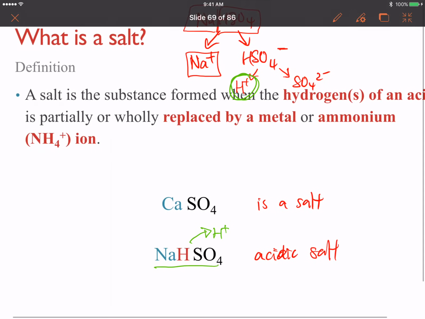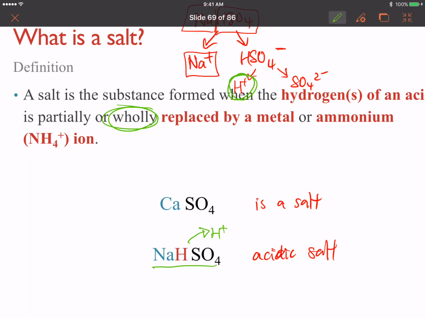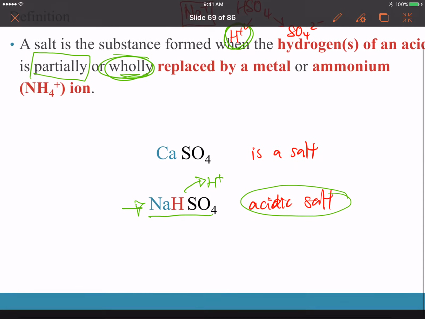Okay, note that by default, usually when we talk about salts, we consider it as wholly replaced. Okay, when you are writing your equations, you always assume that the salt form is a wholly replaced salt. Okay, partially replaced. All you need to know about partially replaced salt is this example. Okay, when you see that it is only partially replaced, you know that it is an acidic salt. That is all you need to know. Okay, so do not be too confused about the partially replaced by a metal.